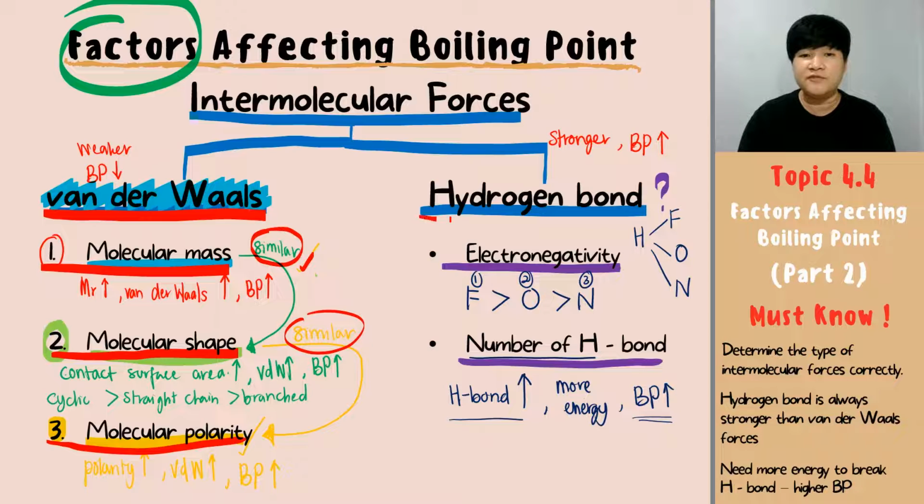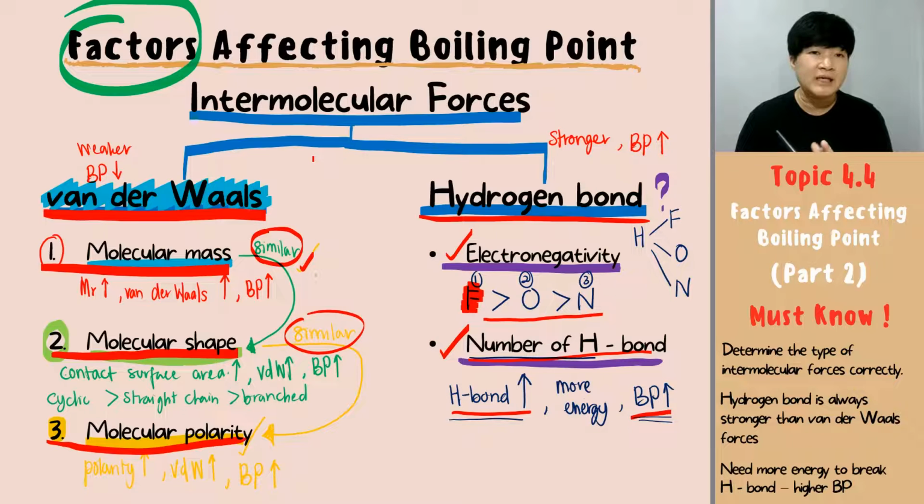So we have two factors affecting your hydrogen bond over here. The first one, electronegativity. The second one, number of hydrogen bonds. Electronegativity, knowing that fluorine is the most electronegative, followed by oxygen and nitrogen. While for the number of hydrogen bonds, knowing that the more hydrogen bonds you can form, more energy will then be needed to overcome the hydrogen bonds that you form. Therefore, boiling point will automatically be higher. Okay? So I hope this recalls a bit of your memory on the first part of this subtopic, about how the factors affect the boiling point.